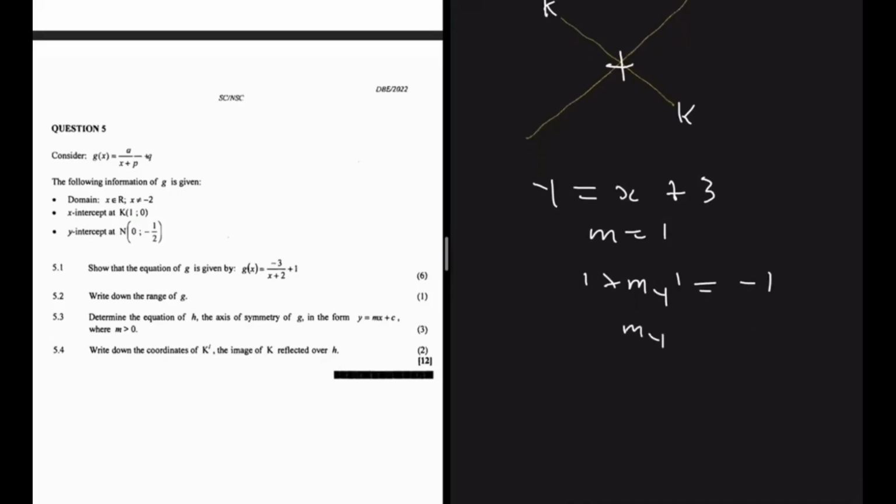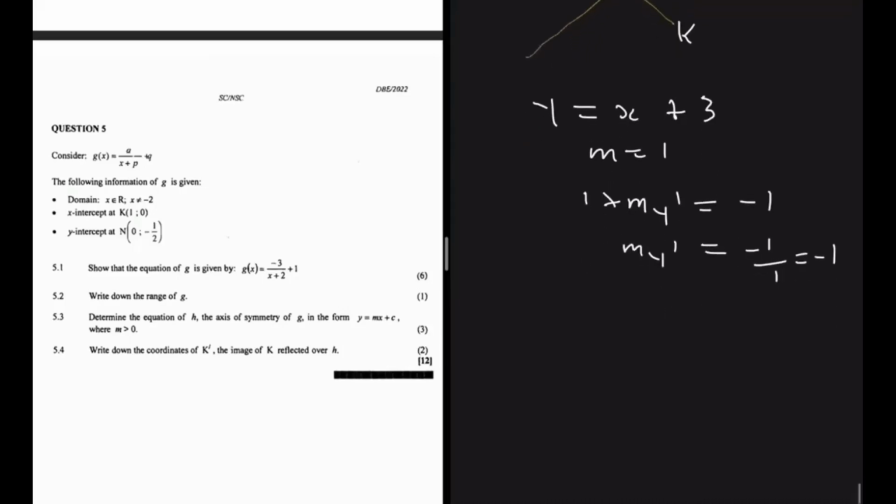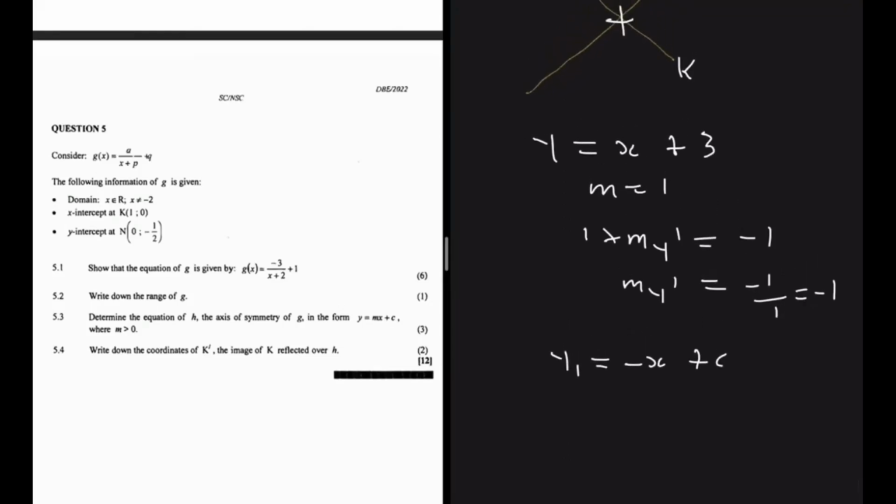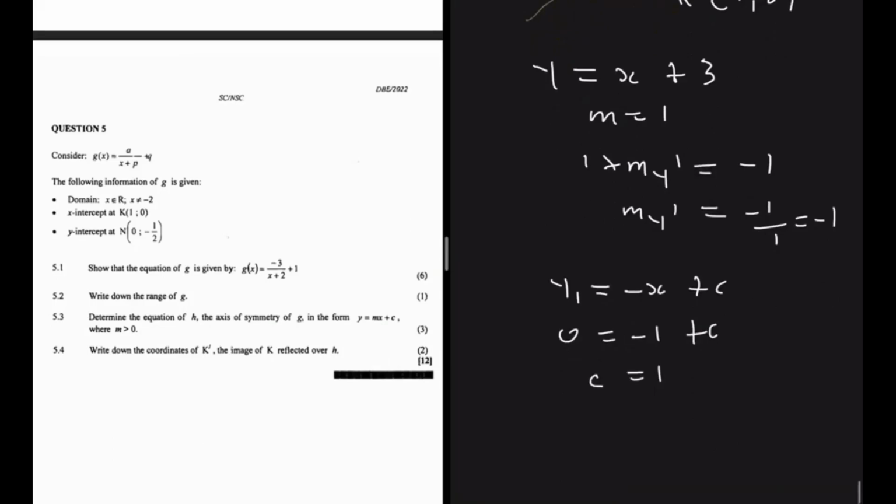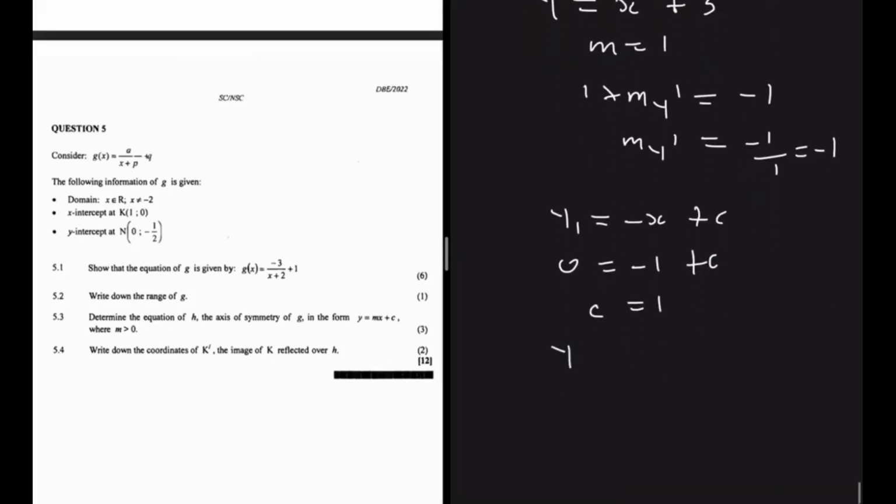So the gradient of our line y subscript will be equal to minus 1 divided by 1, which is just minus 1. So we know that our equation for y subscript is y equals minus x plus c. Now how can we determine c? We know the coordinates of k to be 1 and 0, right? So we can say 0 is equal to minus 1 plus c, so c is equal to 1. So our equation for y subscript will be equal to minus x plus 1.